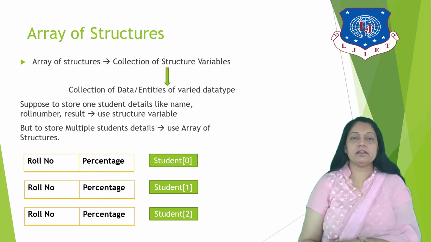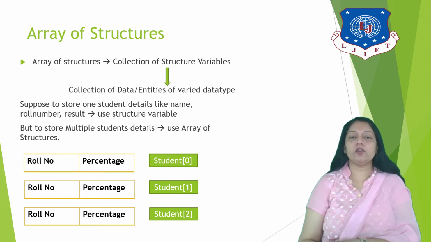Arrays of structures means, we have seen arrays, where we were storing a number of different values of the same data type. But that was all about primary data types, meaning we were storing all integer values or float values. Now what we are going to do is store multiple values, but of a structure data type. So an array of structures is a collection of structure variables. Each variable again consists of a collection of entities of different data types.